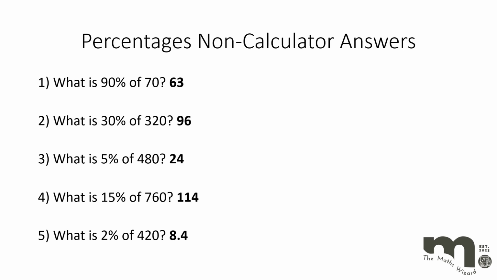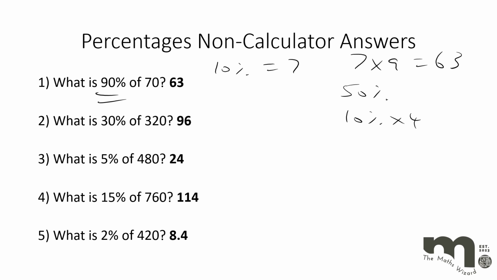So we've got 90% of 70. I'm just going to pick out a couple of them to talk about in a little bit more detail. So with this one, you could do 10%, which is 7, and then do 7 times 9 to get 63. Some people also do it like this. They break it down into 50%, and then they do 10% times 4. So 10%, 10%, 10%, 10%. You can do it like that as well. Either way works. So anything that's more than 50, you can break it down in both of those ways.